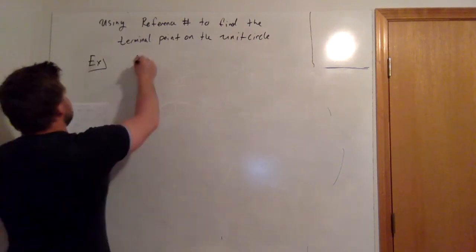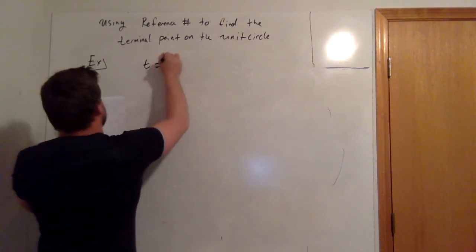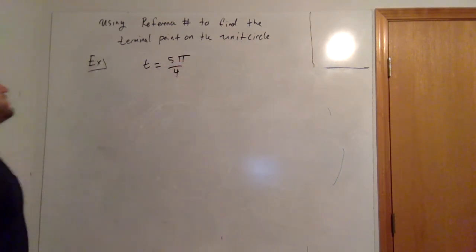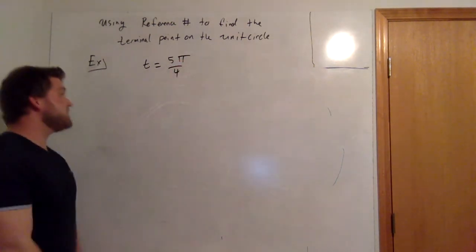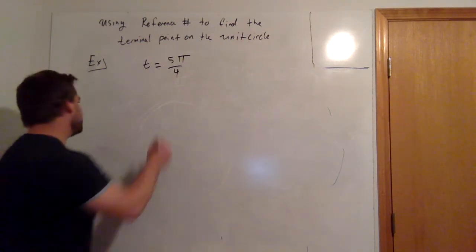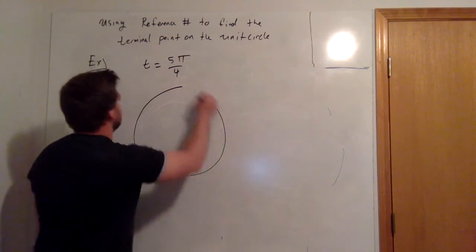Let's say that t is 5 pi over 4. We want to find the terminal point if we've traveled 5 pi over 4 units around the unit circle. So the first thing we're going to do is draw our unit circle and figure out where we are.